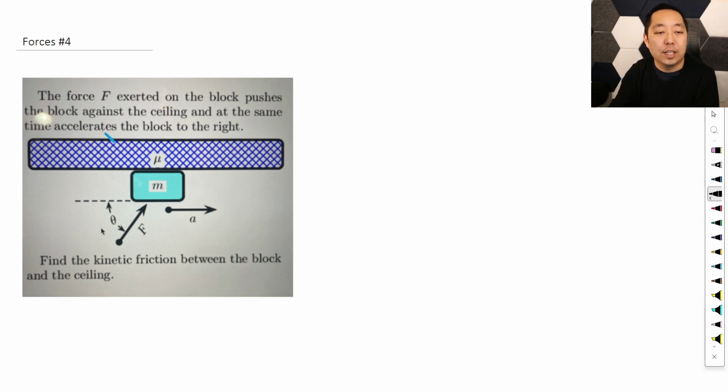And so here's another example of someone who sent in a question. The force F is exerted on a block and pushes the block against the ceiling. At the same time, it accelerates the block to the right. Find the kinetic friction between the block and the ceiling.